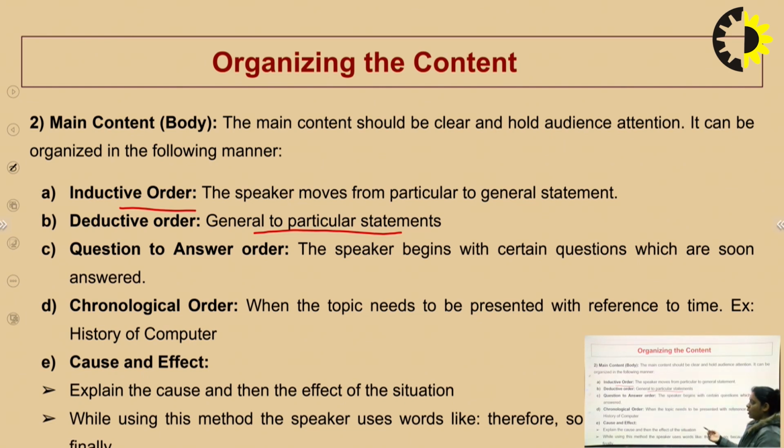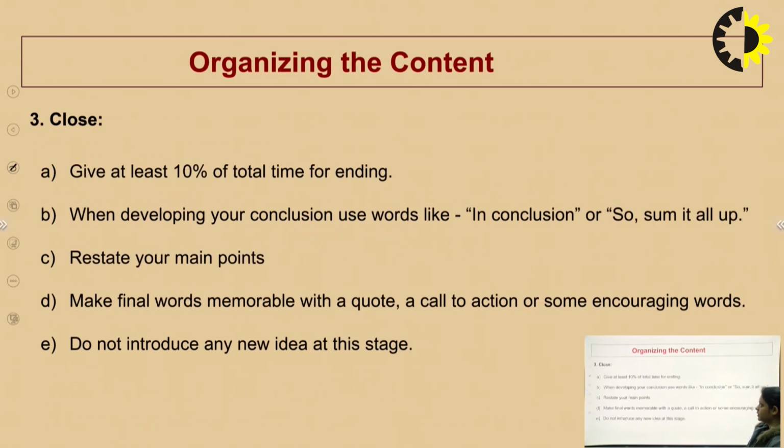Okay. Or cause and effect is another method. First explain the cause and then come to its effect or the results. So these are the certain methods or orders. We can choose any one order that suits our presentation and purpose, and then we can arrange the content. So while using this cause and effect method, you can use terms like therefore, so, because, however, finally.